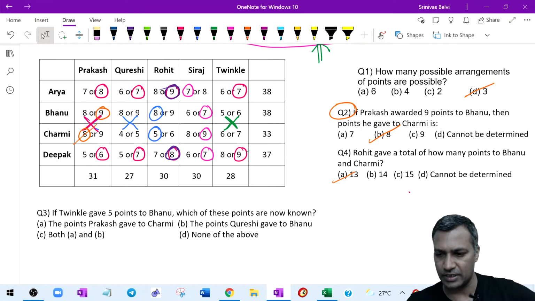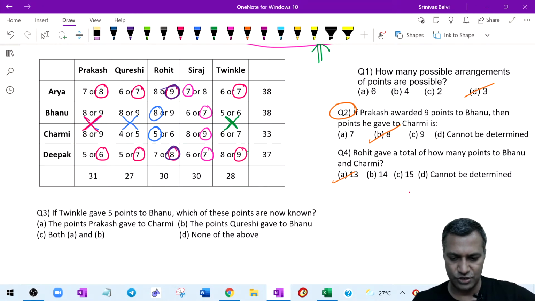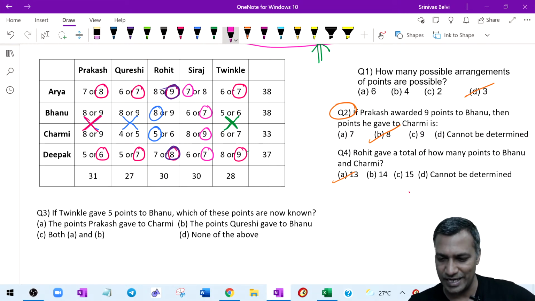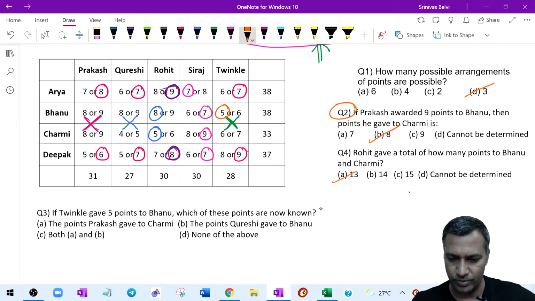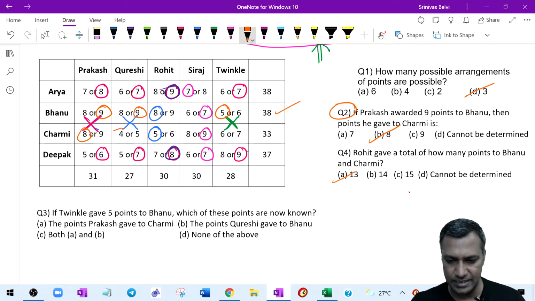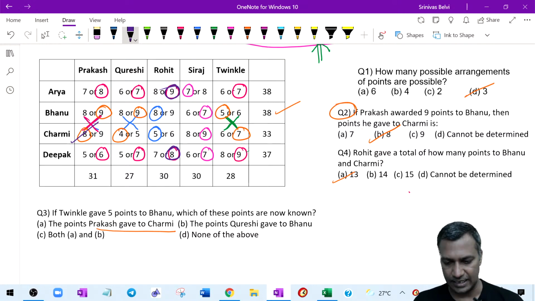One last question on this particular set, and we are almost done. Let's come to the last one. If Twinkle gave 5 points to Banu, we already did this case. Then this would become 9 and this would become 9 to make this 38. Therefore, this becomes 8, this becomes 4, and this becomes 7. So the question is, which of these points are definitely known? The points Prakash gave to Charmi are known: technically 8 points.